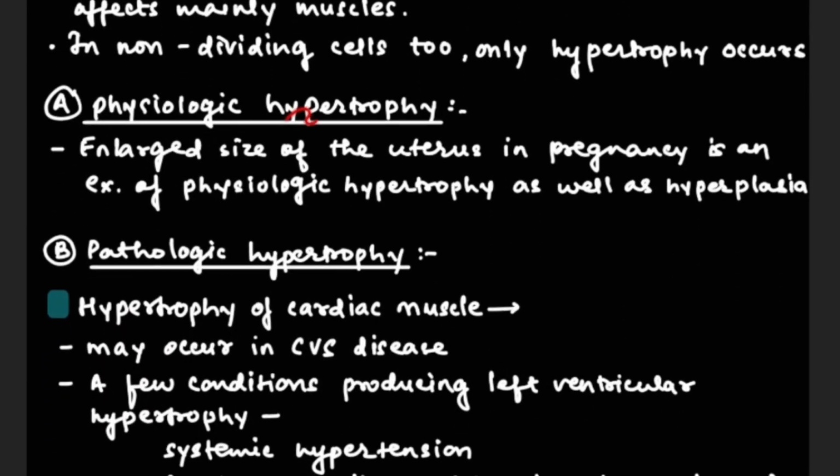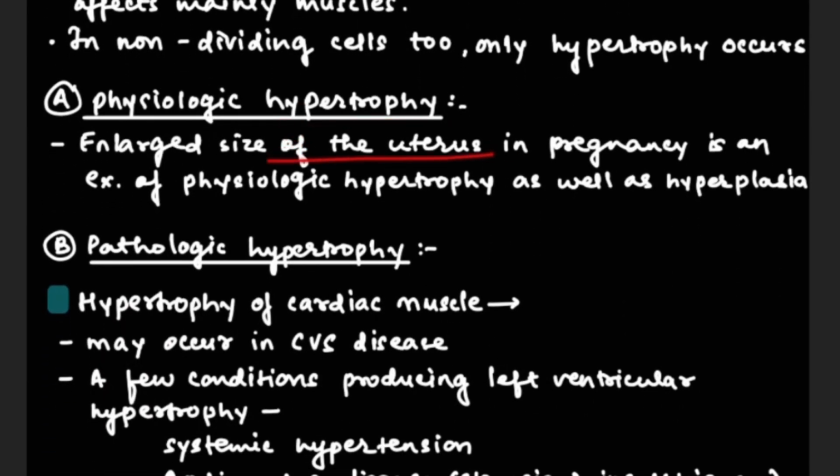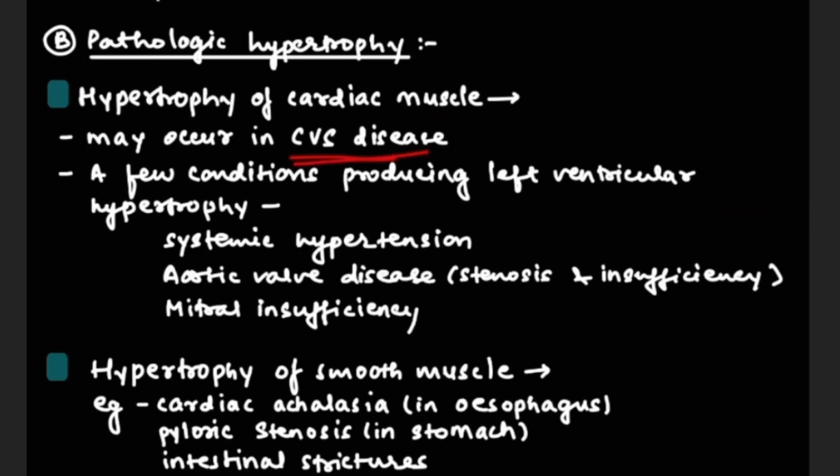First is physiological hypertrophy. The enlarged size of the uterus in pregnancy can be an example of physiological hypertrophy, as well as a case of hyperplasia. In cardiovascular diseases, there can be hypertrophy of cardiac muscles.